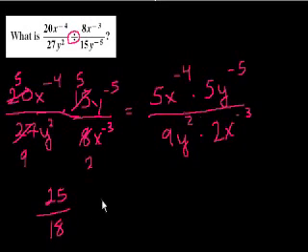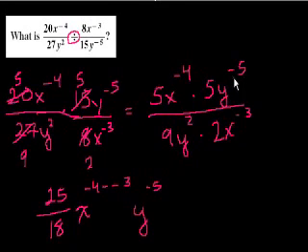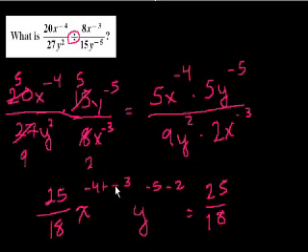Times x, let's do the x. X to the minus 4, right? Minus 4 minus, because we're dividing, minus 3. Minus 3 times y to the minus 5, right? Y to the minus 5 minus 2, because we're dividing by that one. And that is equal to 25 over 18. Let's see, a minus minus, so that becomes a plus. Minus 4 plus 3, x to the negative 1. And then minus 5 minus 2, y to the minus 7.